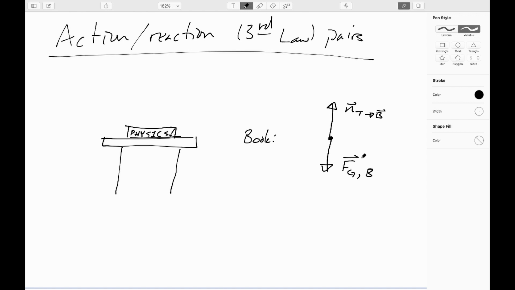So now you should ask yourself, are these a third law pair? So go ahead, pause the video, think about it for a second, and I'll get back with you. So the answer is these are not a third law pair.